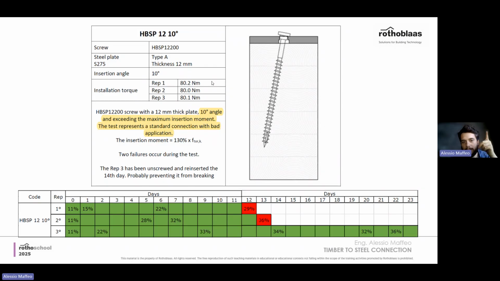And if you think that this installation torque is too high and it's impossible to apply it, this is not true. It's very easy to over torque and to crash against the steel plate. It's very easy with an impact drill. With an impact screwdriver, it's very easy to just crush it and over torque the fasteners. Okay.